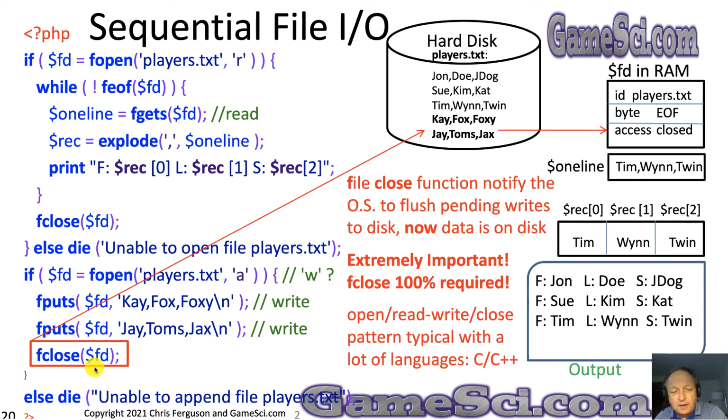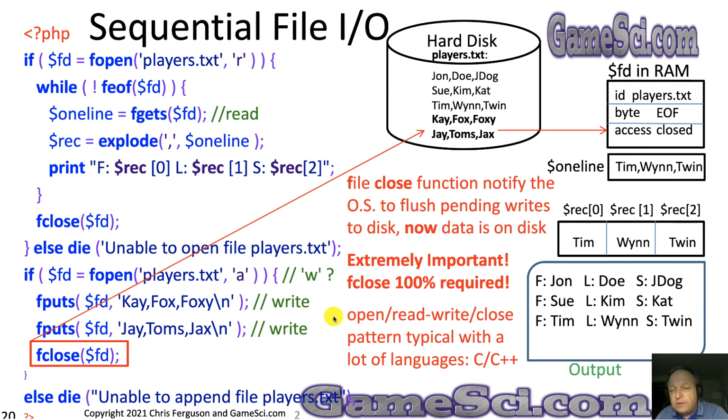fclose $fd. Now notice I took my data from red and made it bold. I am never guaranteed that the data is actually written to disk until I force it to write it to disk. File close will notify the operating system to flush any pending writes to disk. Now I am certain the data is on the disk drive. This is extremely important. The fclose is 100% required. I never assume my data is actually written onto the hard drive until I actually do the fclose.